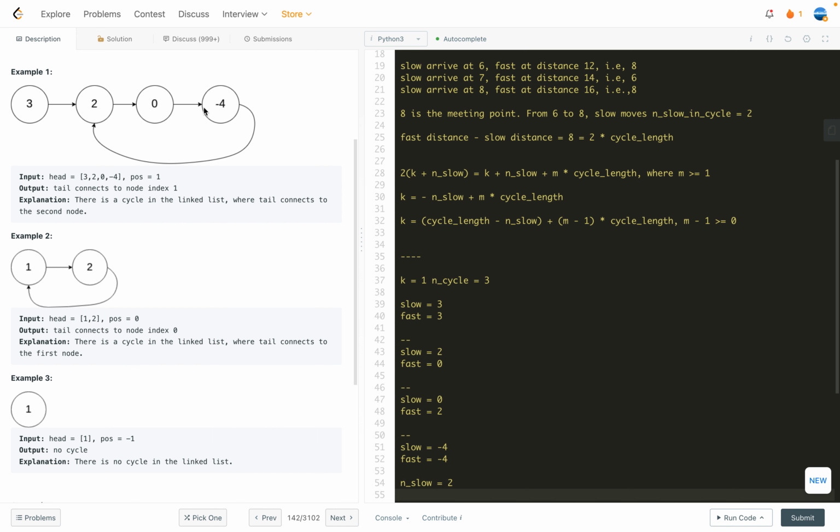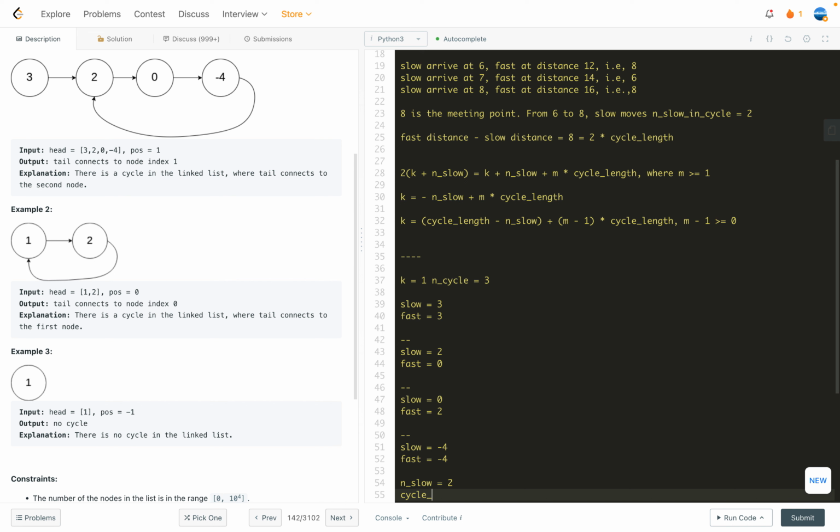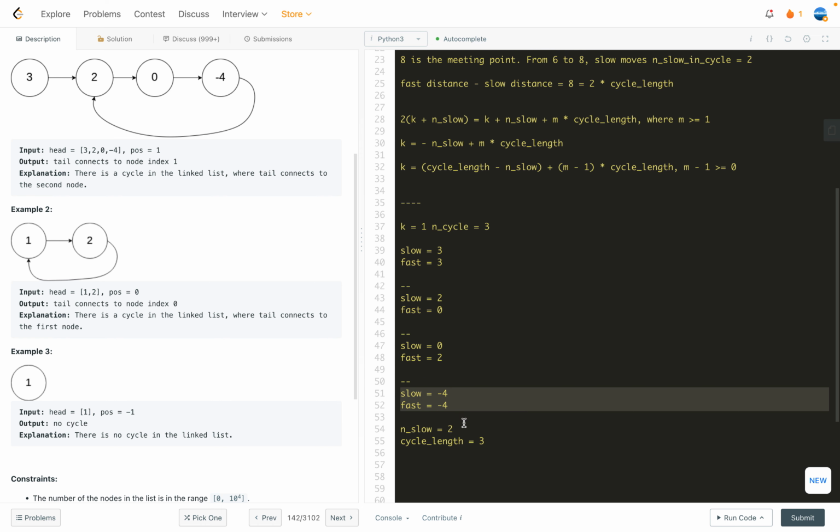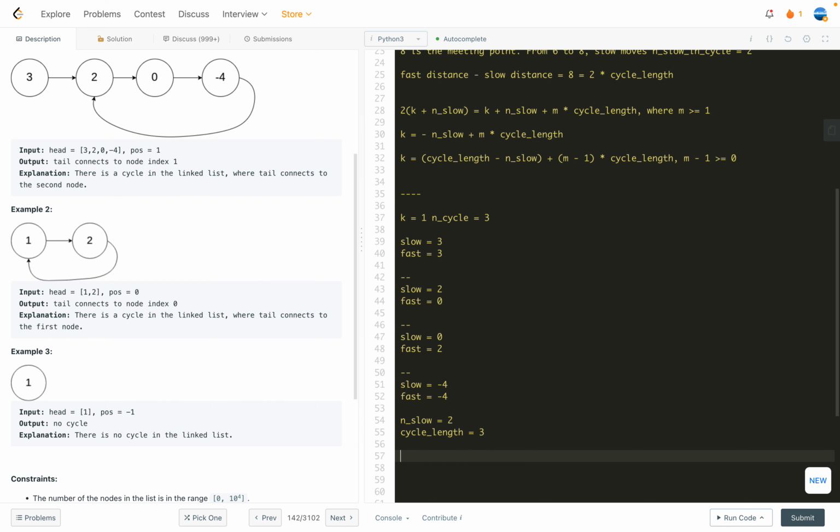So in this example, the cycle length is 3, right? So n_cycle length is 3. How many steps did we travel? 1 step, 2 step, 3 step, right? So for 3 steps, the faster pointer moves 6, and the slower pointer moves 3 in distance. Here 6 is distance, counting the number of passes. The distance between 2 consecutive nodes is 1, right? And 3 is nothing but the length.